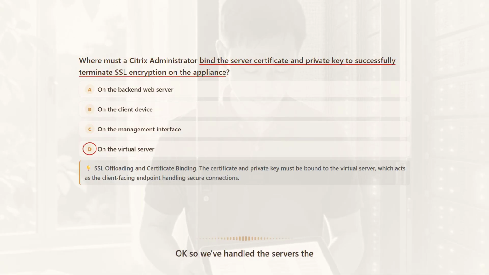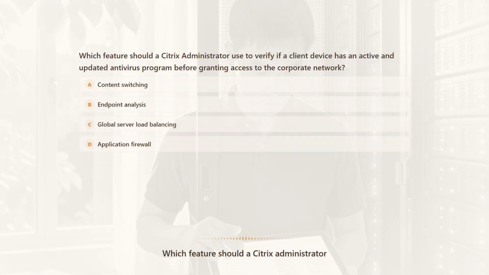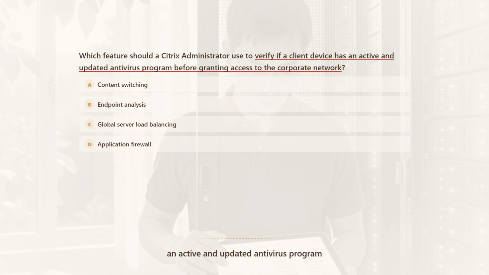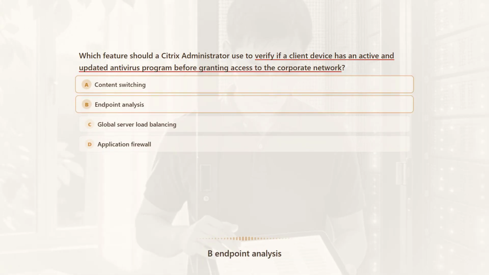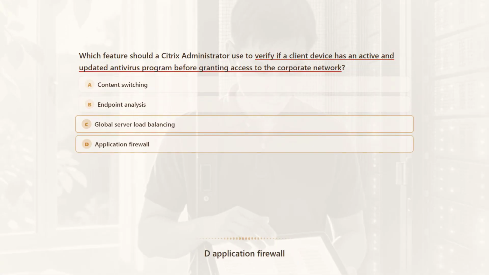Okay, so we've handled the servers, the traffic, the identity, and the encryption. But what about the actual device the user is holding? Good question. Question 5. Which feature should a Citrix administrator use to verify if a client device has an active and updated antivirus program before granting access to the corporate network? Options are A, content switching, B, endpoint analysis, C, global server load balancing, D, application firewall.